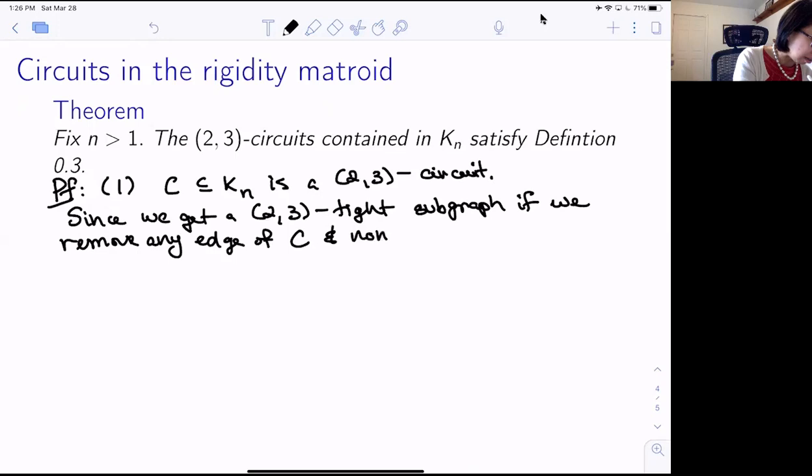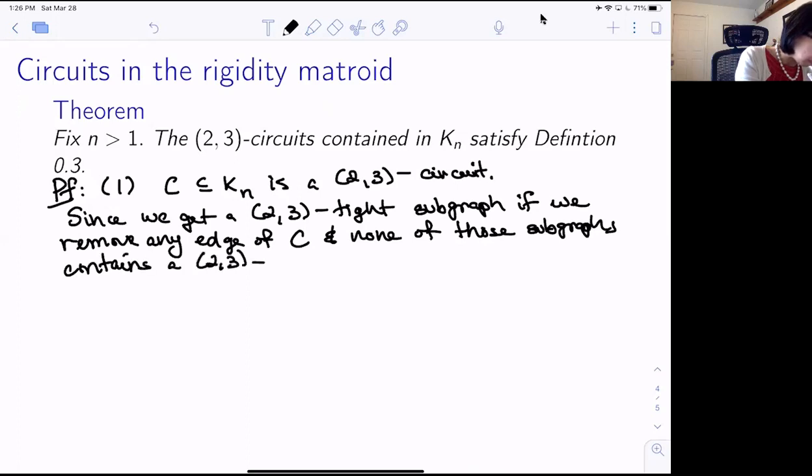And none of those subgraphs contains a 2-3 circuit because they're 2-3 tight. We see that 1 is satisfied, right? You can't strictly contain a 2-3 circuit inside of another 2-3 circuit. Let's see what happens for the second axiom.